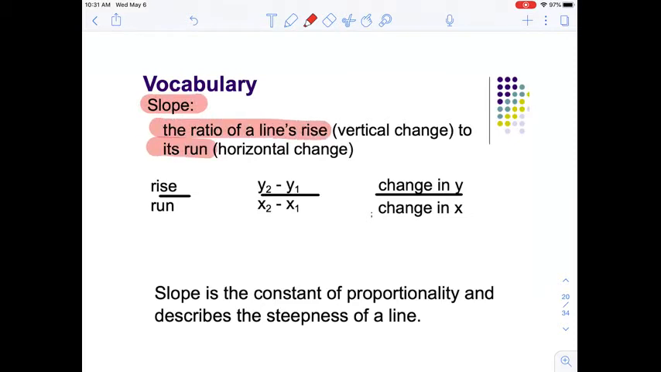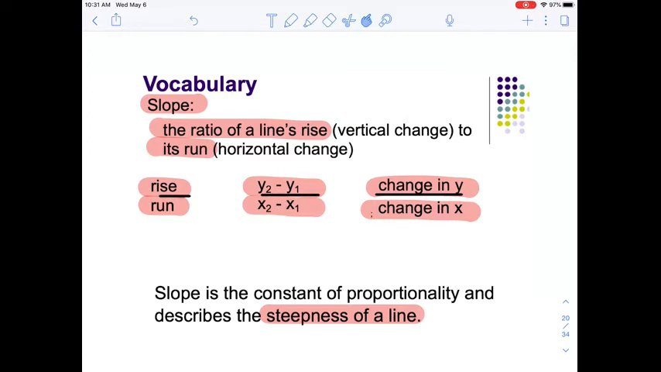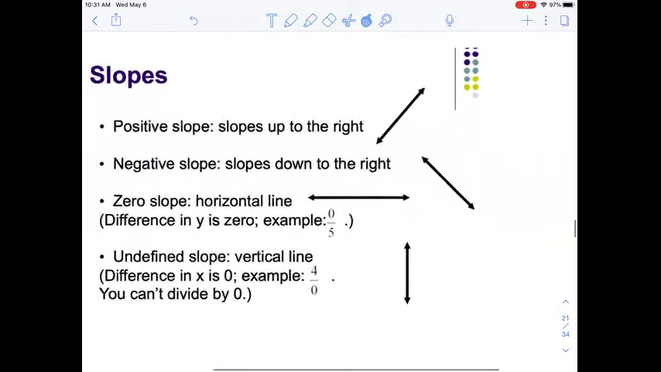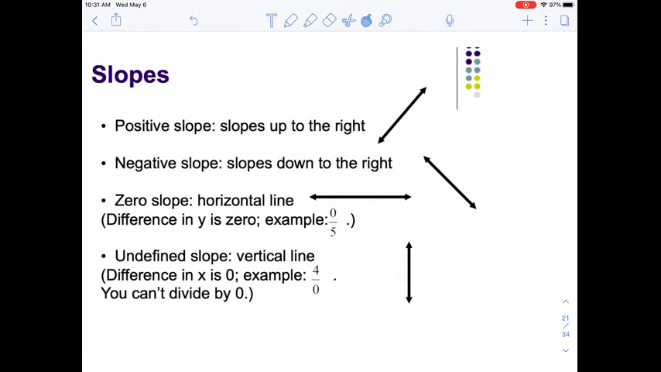So some vocab. Slope is the ratio of a line's rise to its run. So the vertical change to the horizontal change. So these 3 ways to find slope are going to be key. We have rise over run. We have y2 minus y1 over x2 minus x1. And we have change in y over change in x. And then slope is the constant of proportionality and describes the steepness of a line. So we're going to put that to practice.